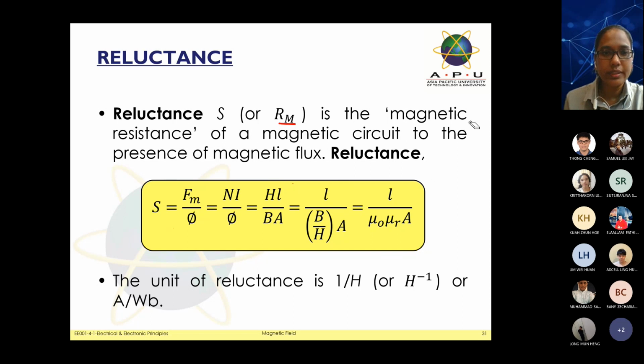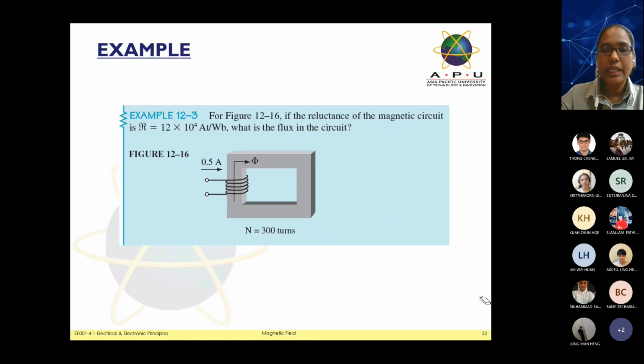Okay, I hope you are already done. So let's go. The unit for reluctance is 1 over H, or H to the power of minus 1, or they also write it as a slash with Wb. Wb, you need to know what it is: Weber. So these are the units used for reluctance. All right, let's go on with the next part, which goes to the calculations. We'll have a look at this part here.